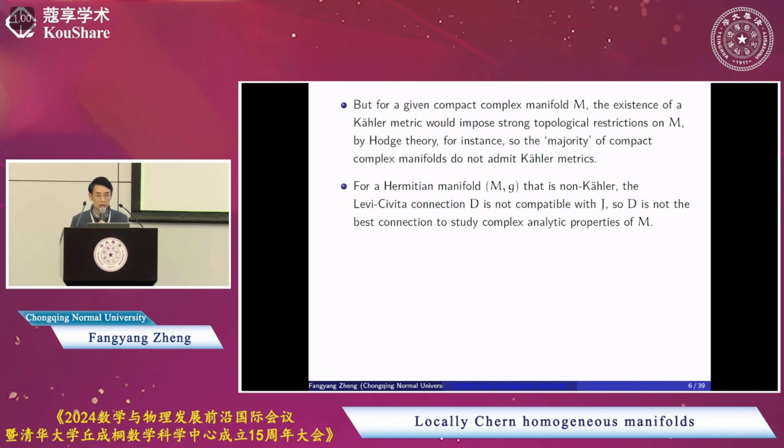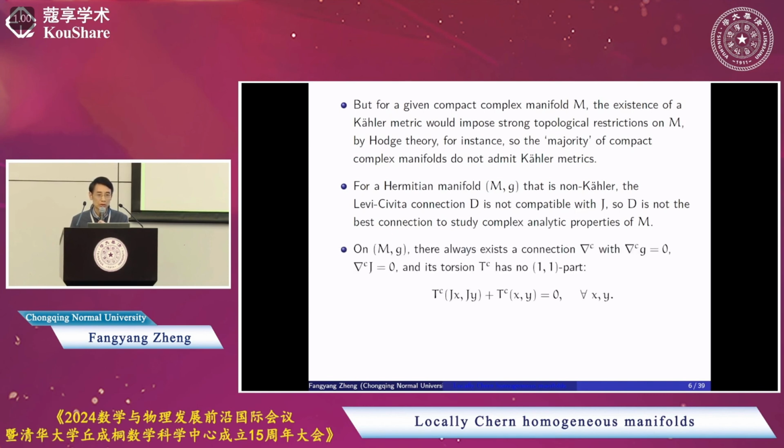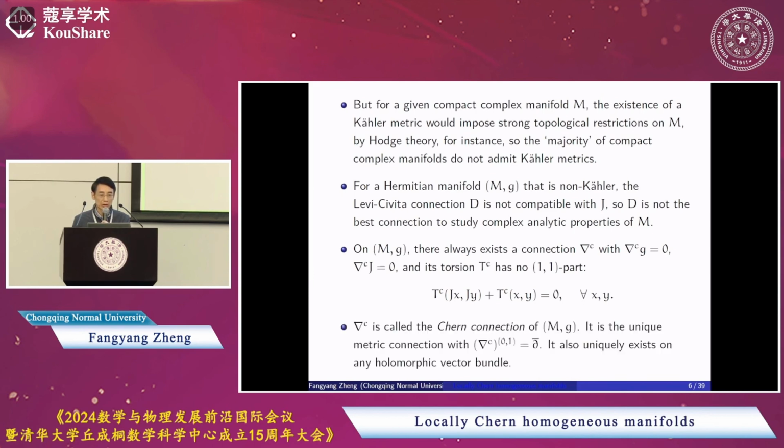So besides Levi-Civita, there's this Chern connection, which is the unique connection that is compatible with J and also has 2-0 type torsion. So the 1-1 type of torsion vanishes. This is the connection that algebraic geometers like to use, because it exists also on all holomorphic vector bundles, not just the tangent bundle.